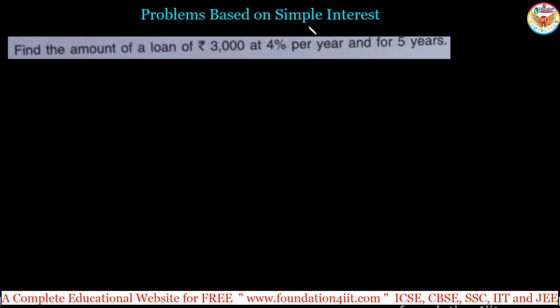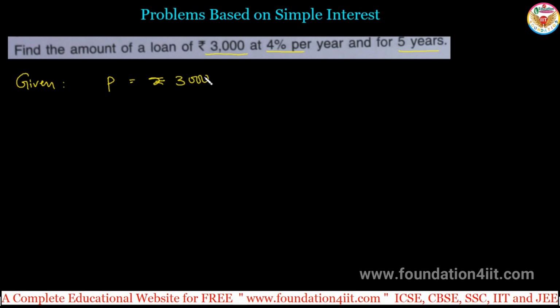Problems based on simple interest. Let us see two examples in this concept. Question: find the amount of a loan of rupees 3000 at 4% per year for 5 years. Three numbers are mentioned here, 3000, 4 and 5. First you should take the given data from the question. Here we have to find the amount of a loan of rupees 3000. This is the loan amount, the P which is borrowed.